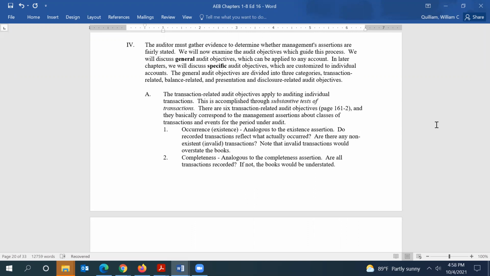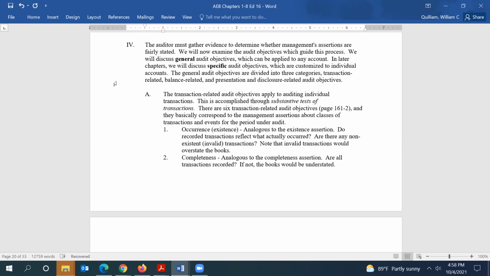So now let me come back up to where I left off. Roman numeral 4. So we saw those management assertions, those things that management tells us are true about the financial statements when they hand them to us. Those are all well and good, but we've got to check up on them. We can't take them at face value. We're professionally skeptical, so we don't fully believe them until we see evidence to back them up.